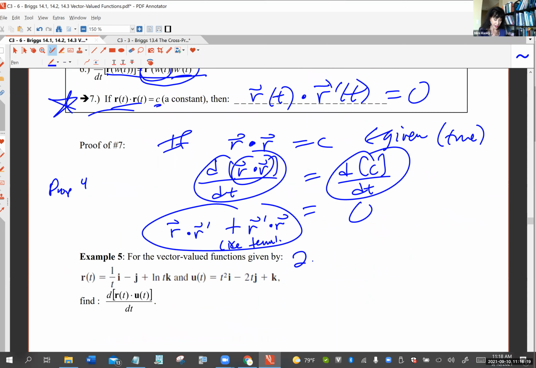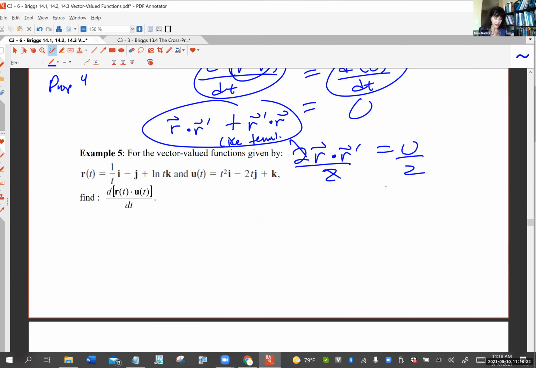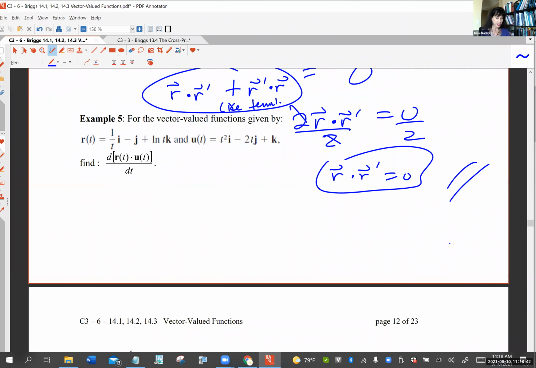So the left-hand side, because it doesn't matter what order you dot product things in, is really 2 of these dot products of r with r prime is equal to 0. But then if you divide both sides by 2, the 2's cancel, and 0 divided by 2 is 0. And so boom, I just proved it. Pretty cool. Okay. End of proof.